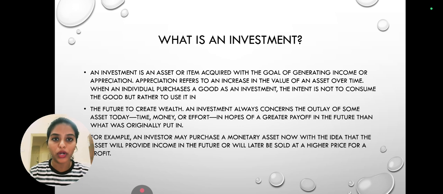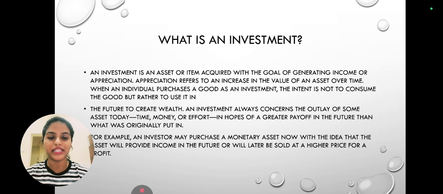Nowadays investment plays an important role for everyone, because everybody is going for a secondary income, and that is investments, and they make sure that whatever they are investing gives them a greater level of income or appreciation in the future. So, for example, an investor may purchase a monetary asset now with the idea that the asset will provide income in the future or will be sold later at a higher price. As I said, one person may be investing in land. Maybe he'll be purchasing the land for 10 lakh, and in the near future, maybe he'll be selling it at 15 lakhs or 18 lakhs, based on the time and what is going on in the real estate. So this is called real estate investment roughly.